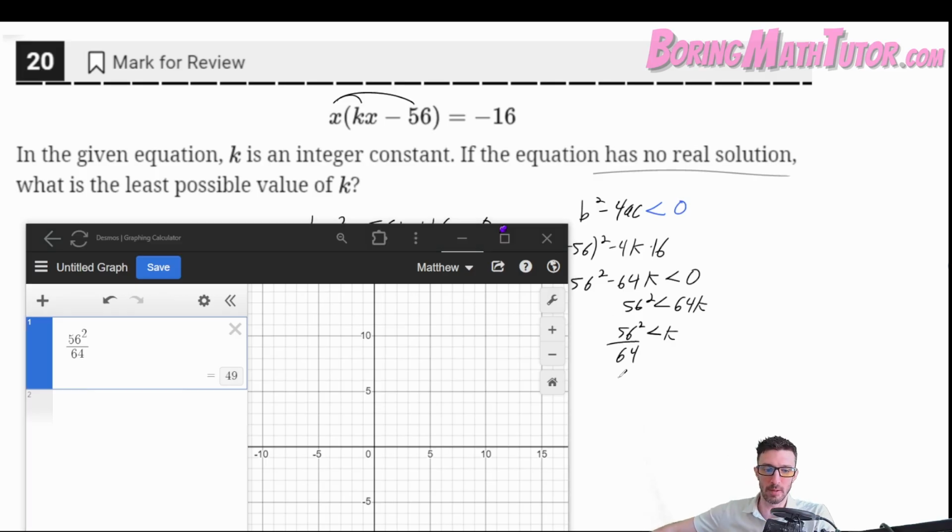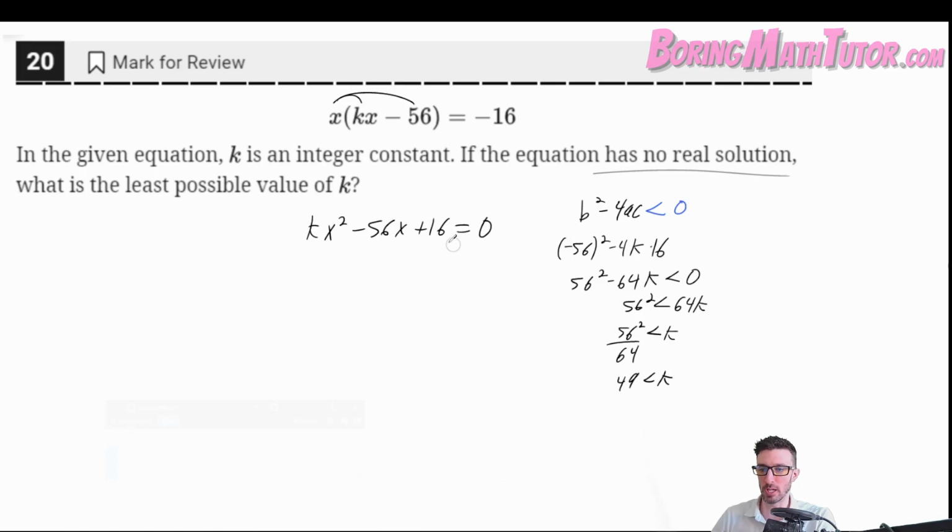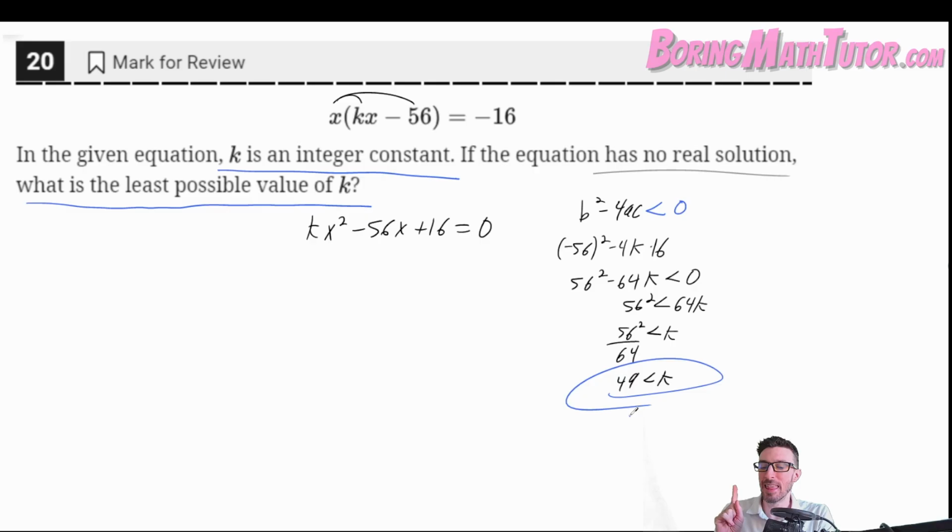So that's 49. So therefore, k has to be greater than 49. So is the answer 49? Well, no, because if I'm looking for the least possible value of k, and k has to be an integer, and it has to be greater than 49, then the answer is 50. It has to be greater than 49. Not greater than or equal to, but greater. So there you go. Your answer is 50.